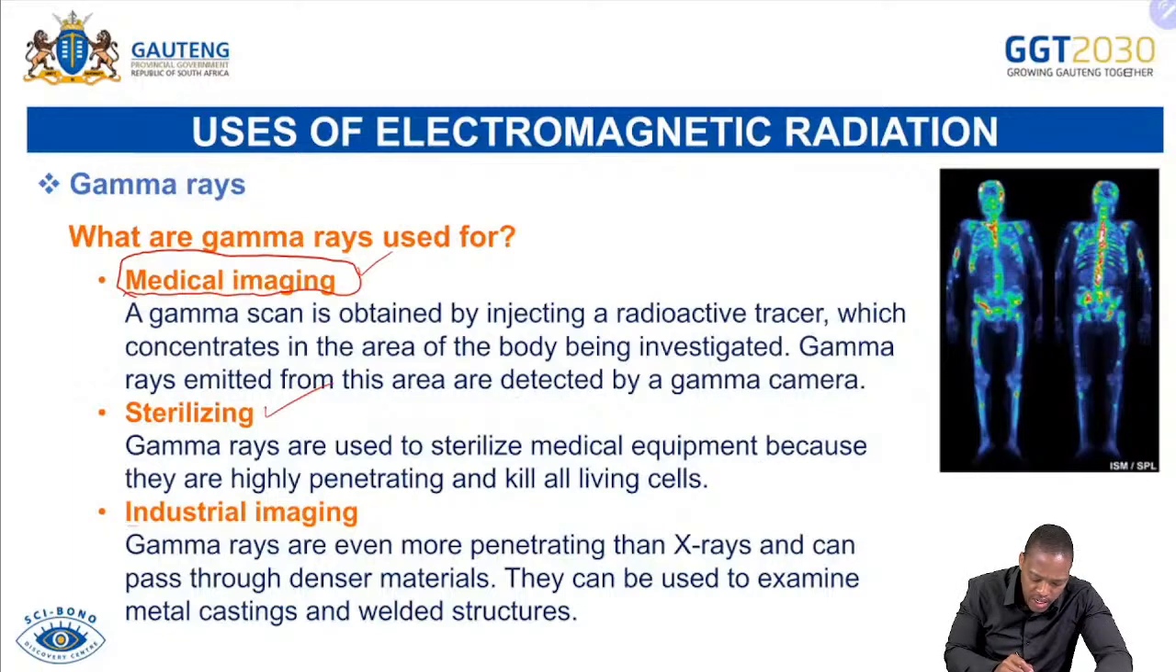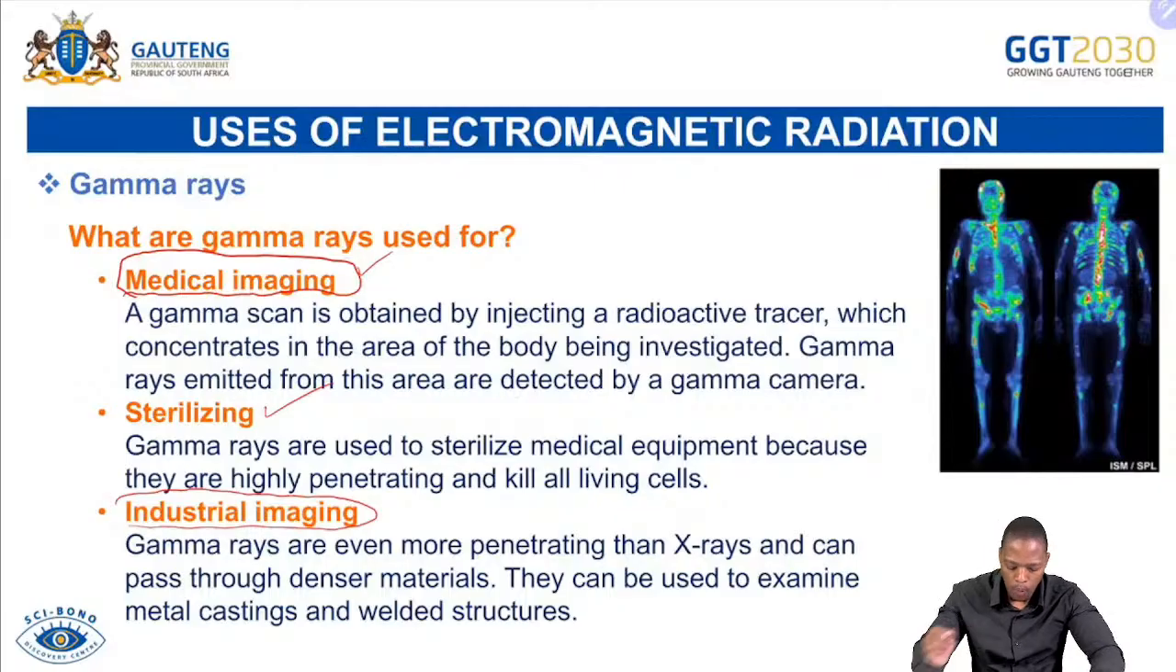They are also used in industrial imaging, right? Gamma rays are even more penetrating than X-rays. That's why they are more dangerous than X-rays. They have more frequency than X-rays, so they will have more energy than X-rays. They can pass through denser material that an X-ray cannot pass through, and they can be used to examine metal castings and welded structures. So they can be used to examine those things in industry.